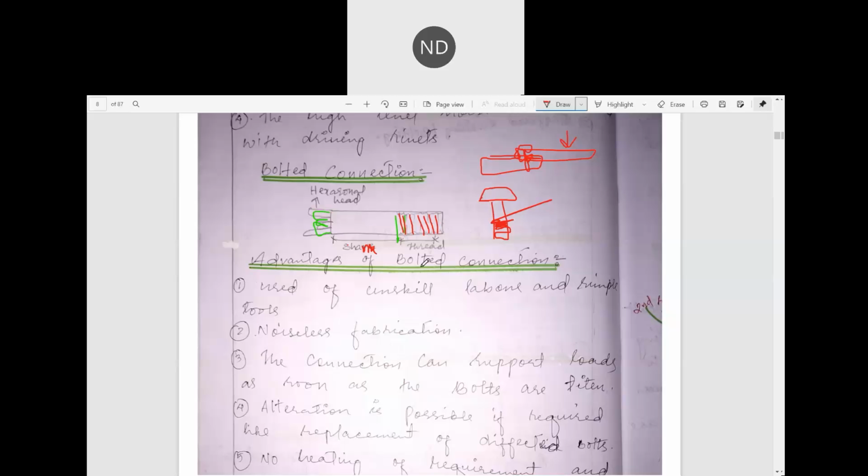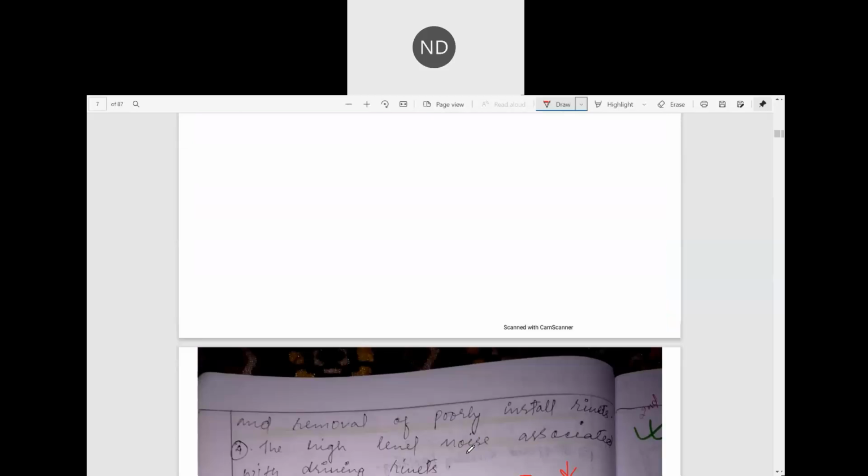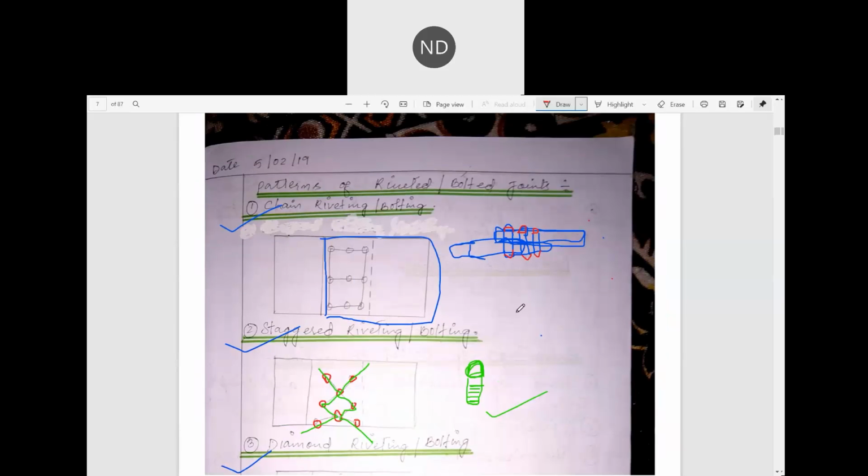Now another one is that alteration is possible if required, that is, the replacement of different bolts. That means, suppose in rivets, what was happening: this portion was also hammered and made into a head and locked, right? This portion was locked so that this connection doesn't move again.